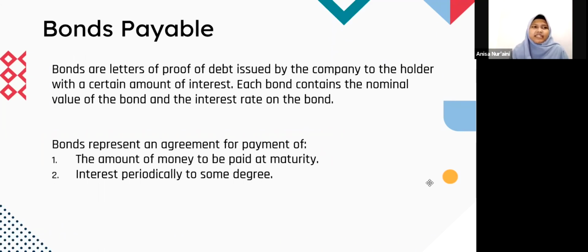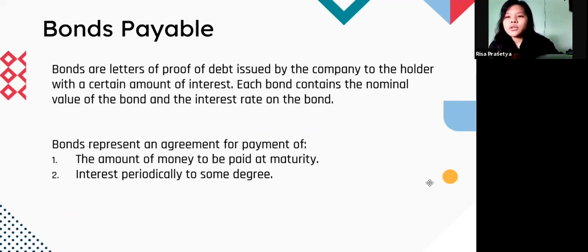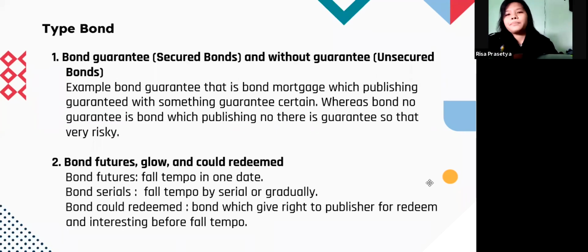The next is bonds payable, which will be explained. Bonds are letters of proof of debt issued by the company to the holder with a certain amount of interest. Each bond contains the nominal value of the bond and the interest rate on the bond. Bonds represent an agreement of payment of the amount of money to be paid at maturity and interest periodically to the same degree.